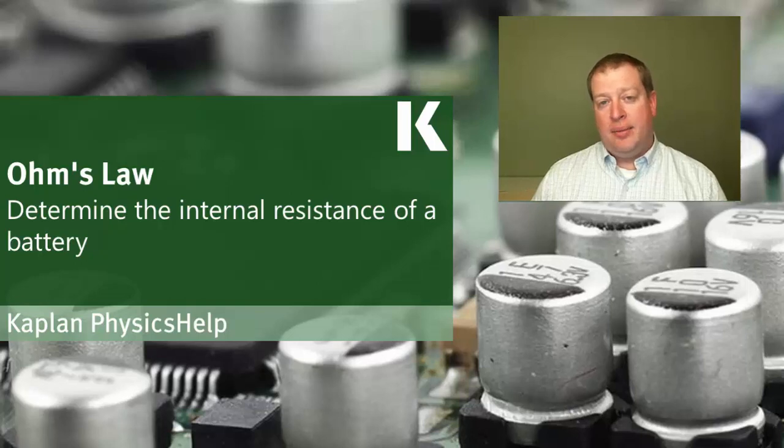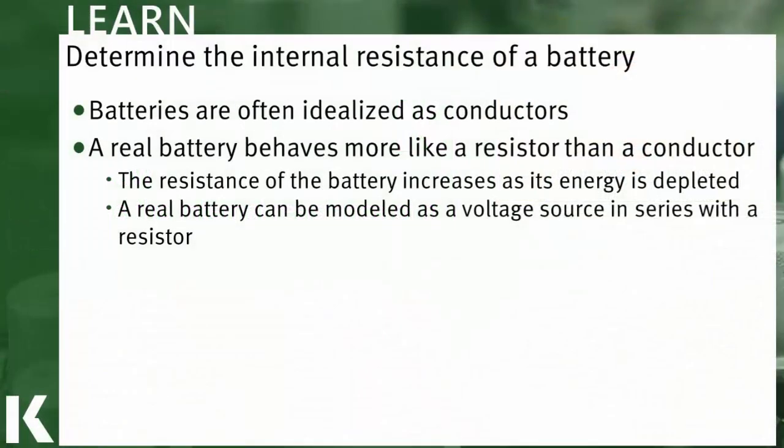Hi, my name is Dan Abel, and in this lesson we're going to calculate the internal resistance of a battery. Ideally, batteries and wires in a circuit should have zero resistance to current flow. However, in real circuits, batteries, just like wires, have a small resistance due to their metal and chemical components.